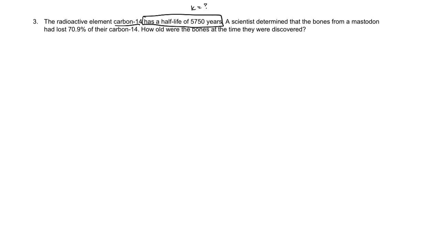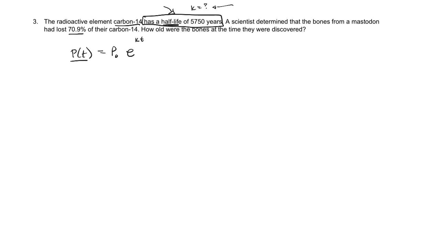They do talk a little bit about something losing 70.9% of its carbon, but losing a certain amount is not telling you the percent decay that's happening. And that's what we need to figure out first, before we go any further: what the K value is. I can get that from that first information. So here's my formula: the amount at the end is equal to the amount you start with, times e to the kt.